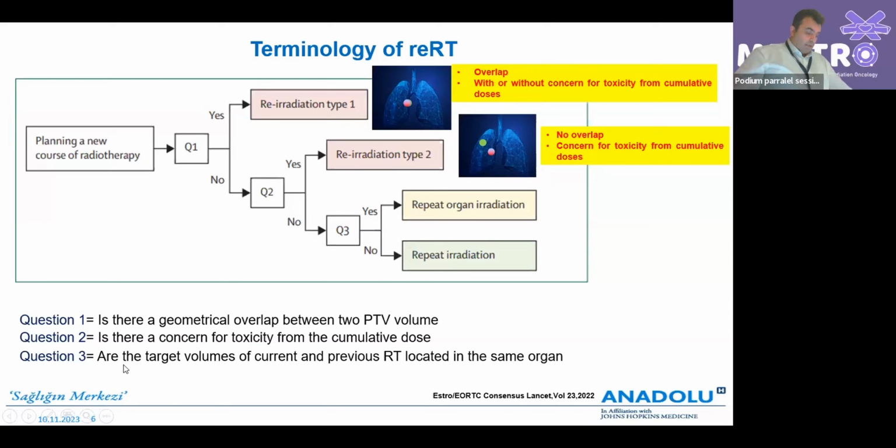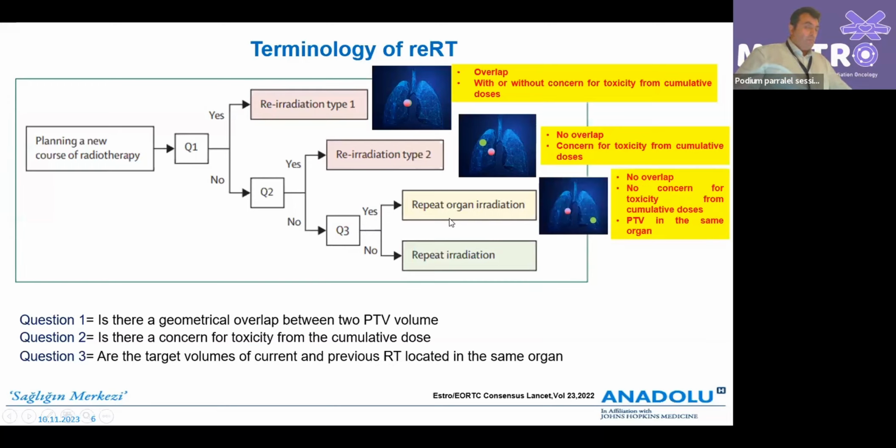The third question is: are the target volumes of the current and the previous radiotherapy located in the same organ or not? If located in the same organ, we call it repeated organ irradiation, not re-irradiation. Repeated organ irradiation means that there is no overlap, no concern for toxicity from the cumulative dose, and the PTV is in the same organ. So we understand that this is a repeated organ irradiation.